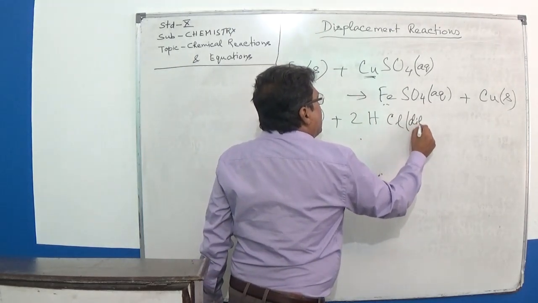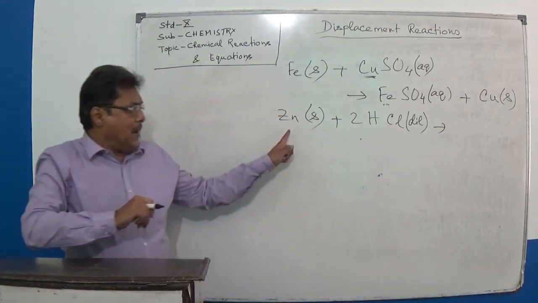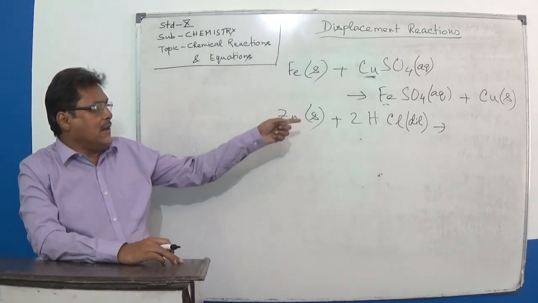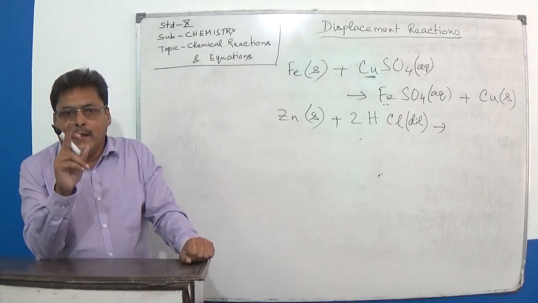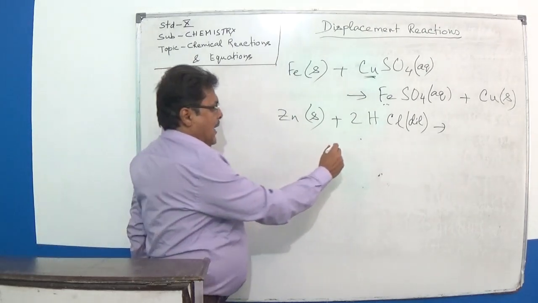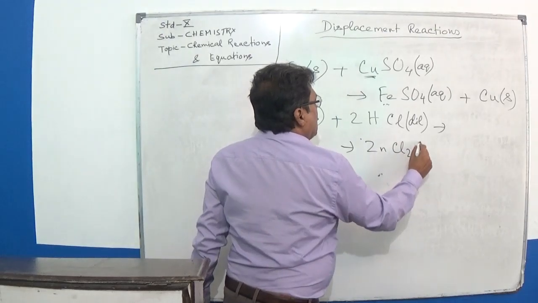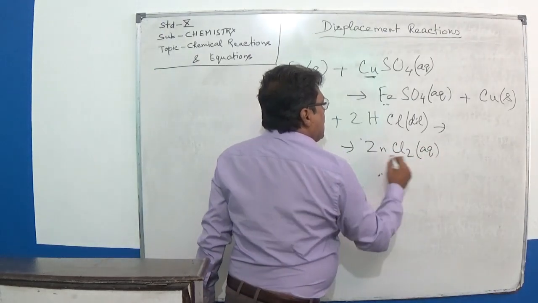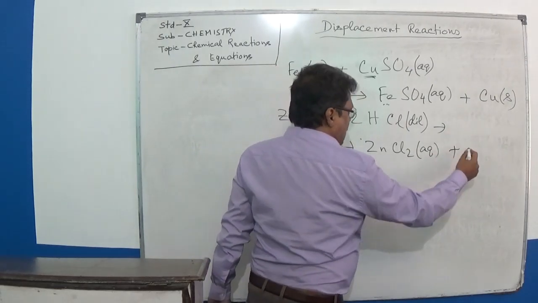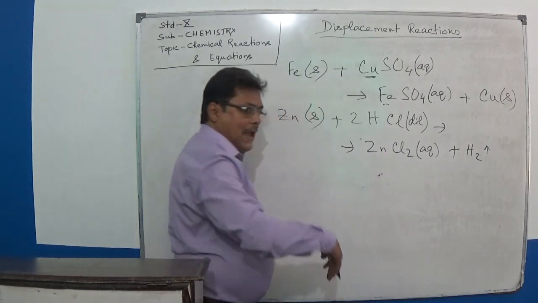That is dilute. What happens then? It's a metal, it's a non-metal, hydrogen. But zinc is more reactive than hydrogen. So zinc replaces hydrogen and forms zinc chloride aqueous solution, and hydrogen goes away as gas.